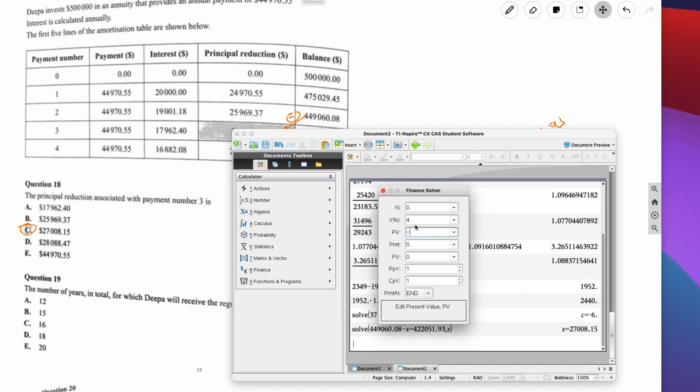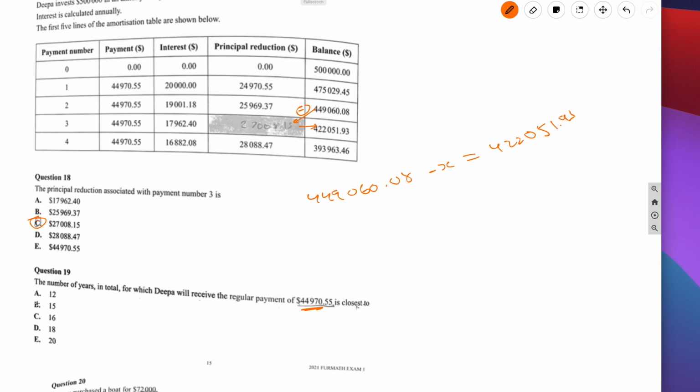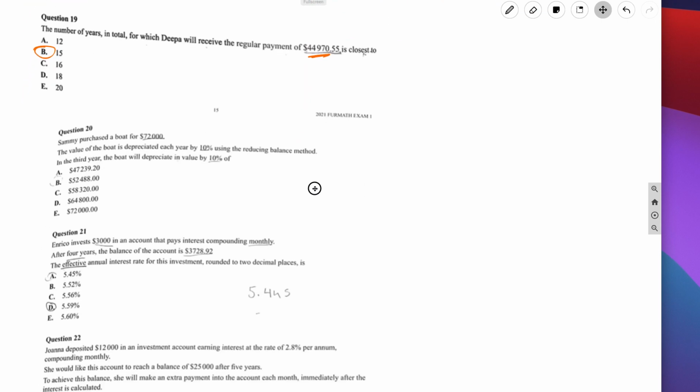She's invested, so negative 500,000. She's receiving a payment of 44,970.55. We're working out when it hits 0. The payments per year and compoundings per year is 1 because it's annual. And we're going to actually solve for the number of payments, and it's 15. So realistically, no, they're not stuffing around with final payment stuff. It's clearly right bang on 15. So that will be D. It'll last exactly 15. Sorry, B. It'll last exactly 15 years.